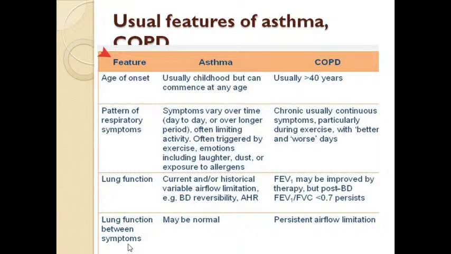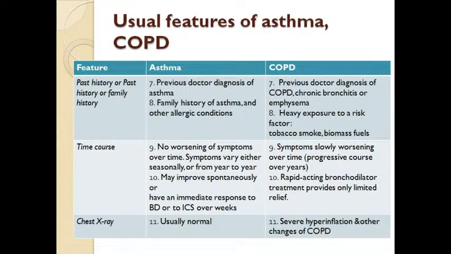But several times I ask students at the practical classes, what is the main criterion of COPD? Students say FEV1, moderate, severe. It's not true. Please note this criterion. Post-bronchodilator ratio FEV1 to FVC less than 0.7, or 70%. It's the main spirometry criterion of COPD. Lung function between symptoms, in case of asthma, may be normal, but in COPD, persistent airflow limitation happens.